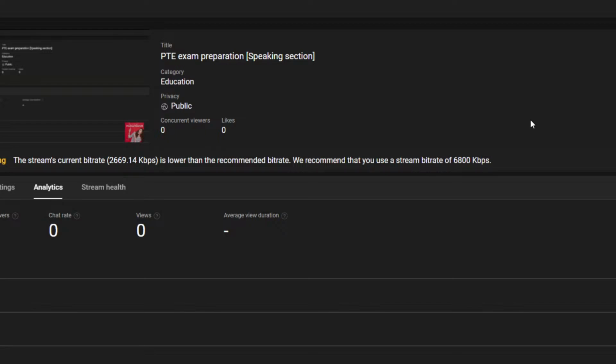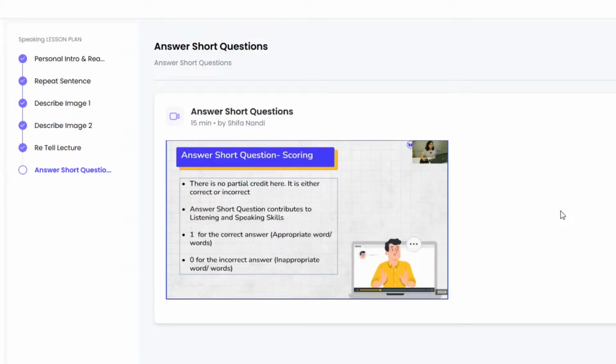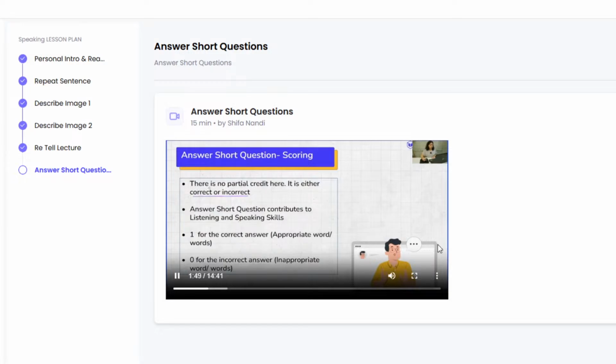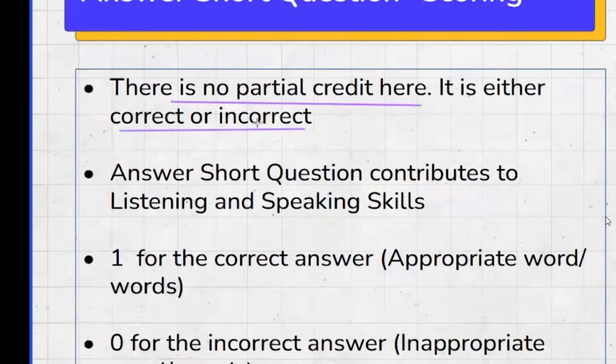Now I'm going to explain the scoring for this one. There is no partial credit that is awarded here. So your answer is either correct or incorrect. Please note that there is no partial. So now let's understand the scoring for this question. Students, there is no partial credit applicable to this question type, so it's either correct or incorrect.